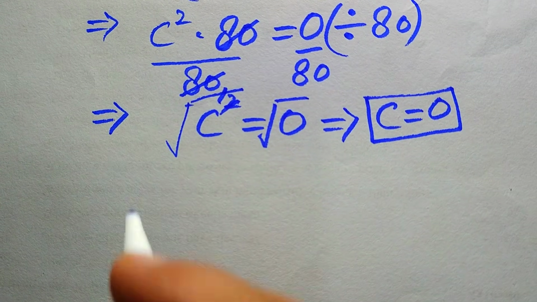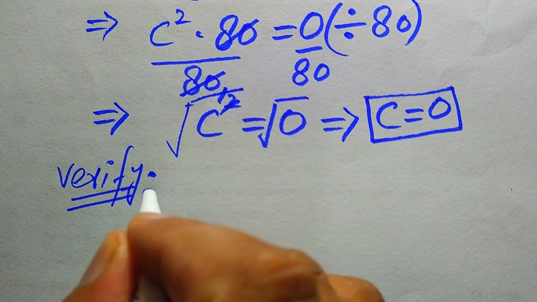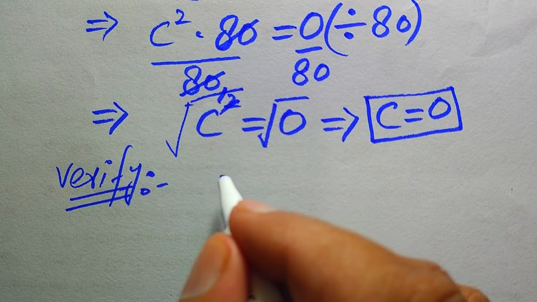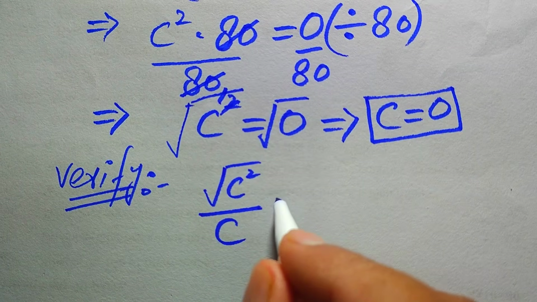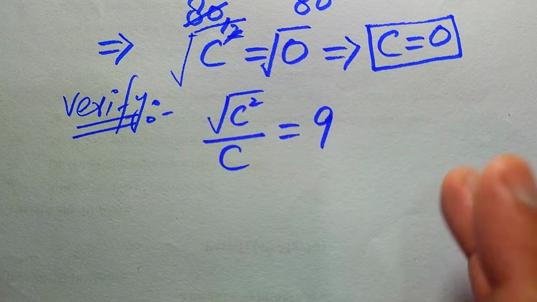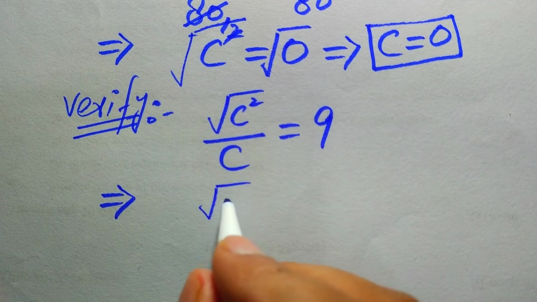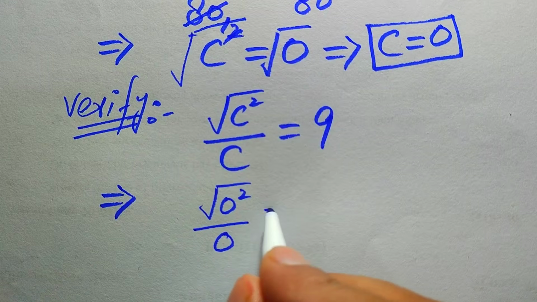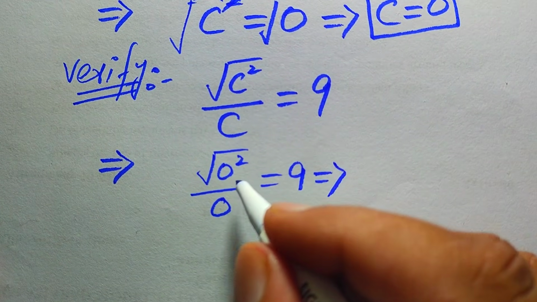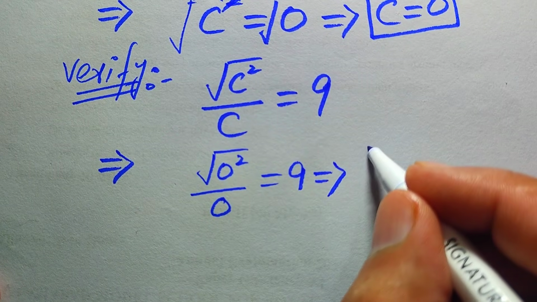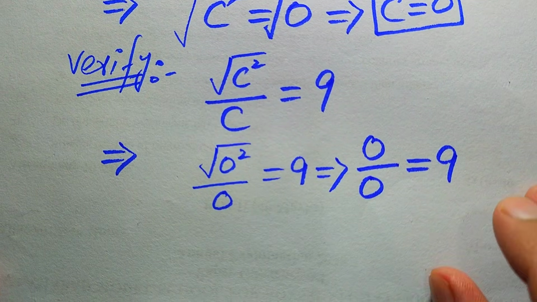And now in the next step we need to verify whether this value of c is a solution, or whether this value of c is an extraneous root. For verification, we copy down the given question statement. Here it is square root of c square divided by c is equal to 9. Now we verify the value of c. For this we put this value into the left hand side and we get square root of 0 square divided by 0 is equal to 9. So 0 square becomes 0, and the square root of 0 also becomes 0, and you see that our left hand side becomes 0 over 0 form is equal to 9.